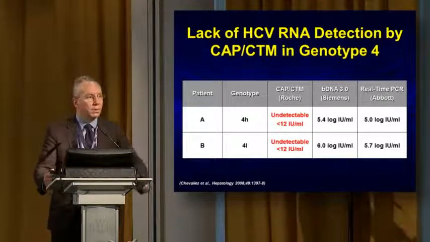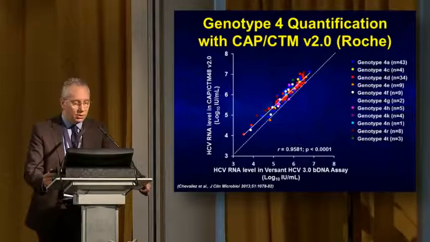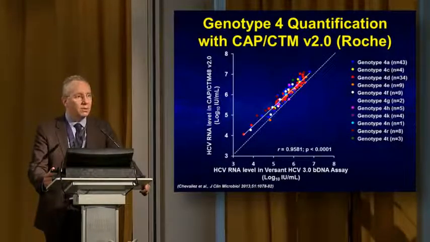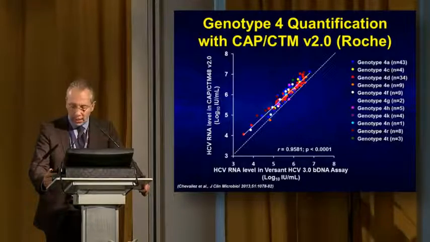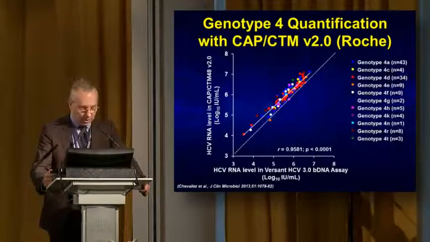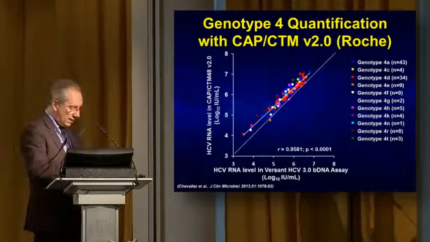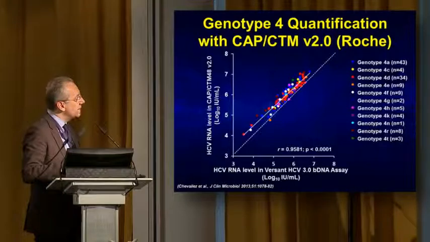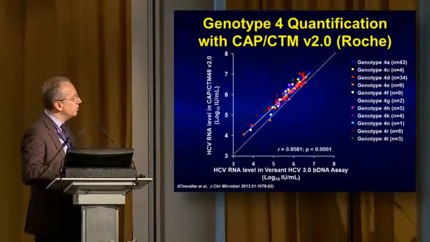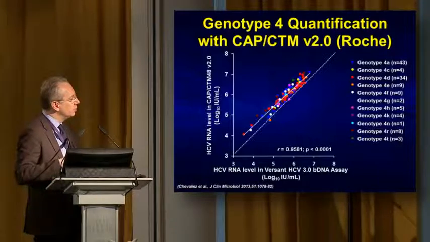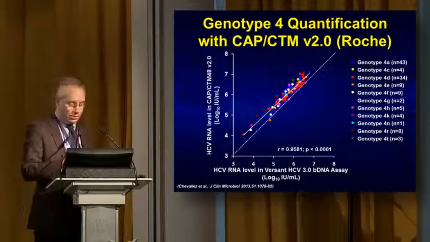The company worked on this problem, and they developed a second-generation assay, which is now available. It's a real-time PCR assay, Roche version 2.0. And you can see here in this paper, which has been published very recently from our group, that this assay now very accurately quantifies HEV genotype 4. You can see here an excellent correlation between the values obtained with the Roche assay and the values obtained with the reference assay. Excellent correlation. That was true for many different subtypes of genotype 4.